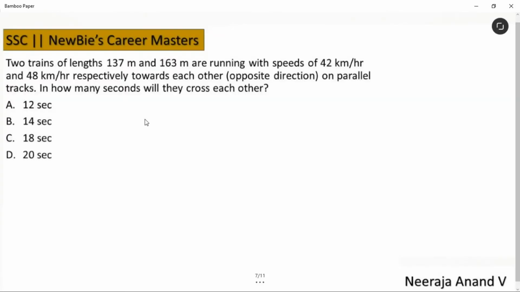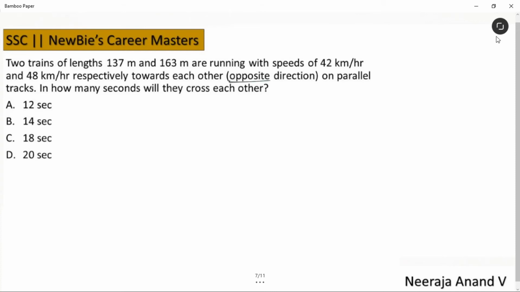Okay? Read the question now. Two trains of the length 137 meter and 163 meters are running with the speeds of 42 km per hour and 48 km per hour respectively towards each other on the parallel tracks. Okay. In how many seconds will they cross each other in the opposite direction? Am I clear? This is the fourth pattern.